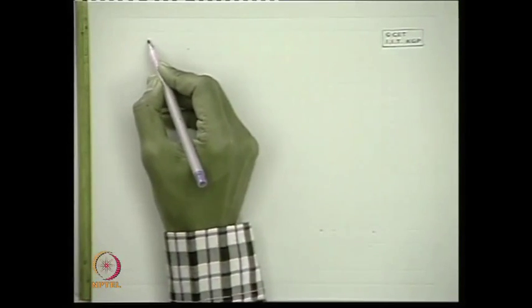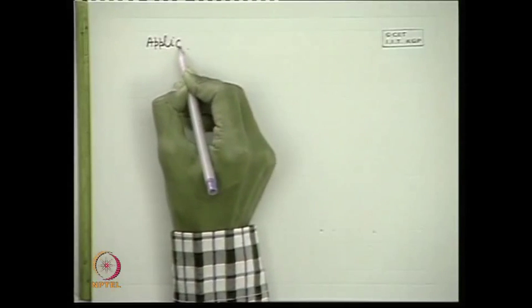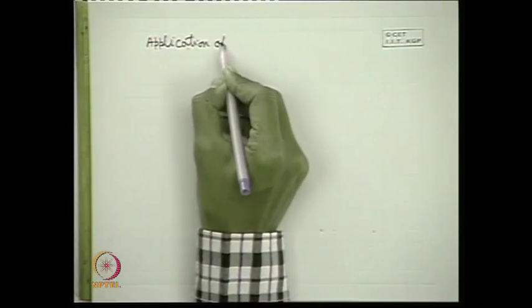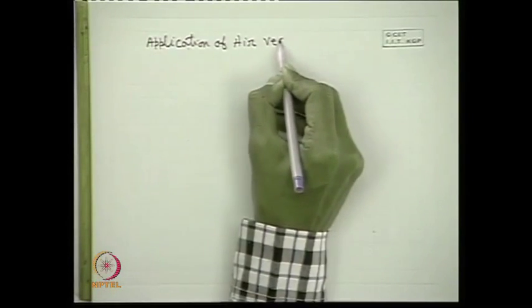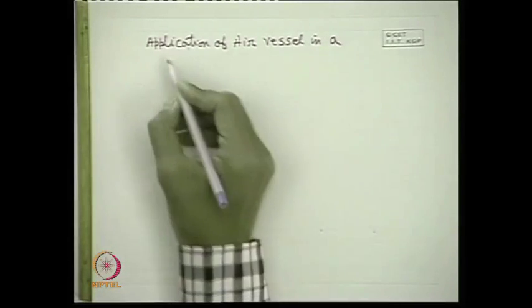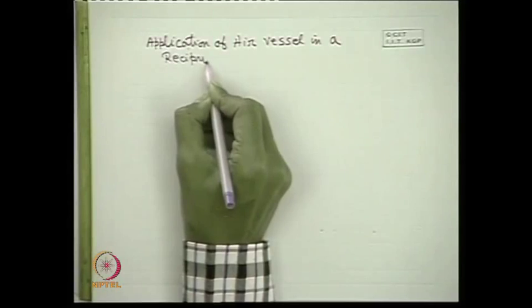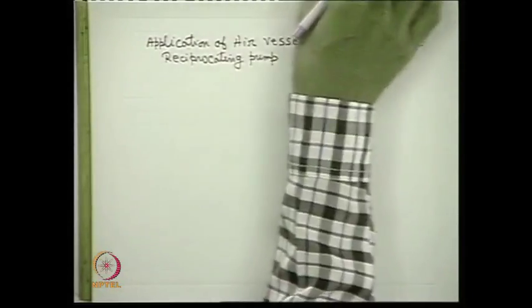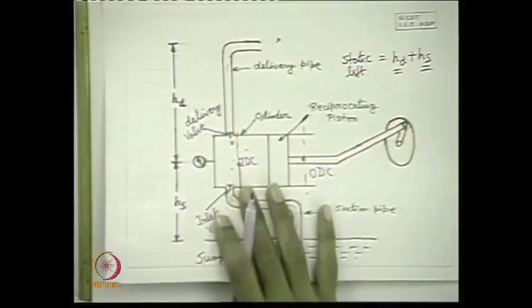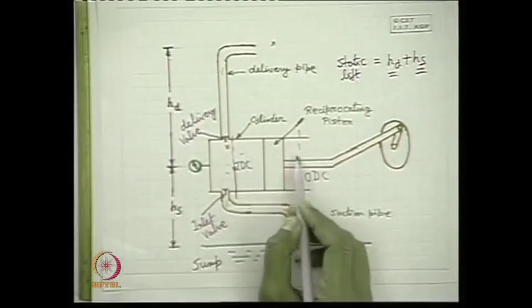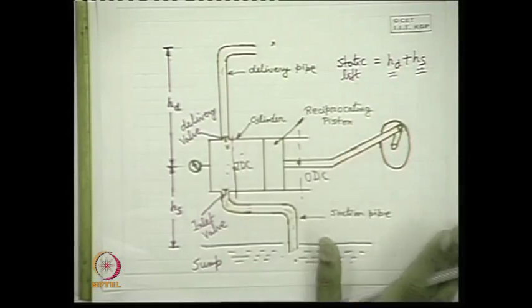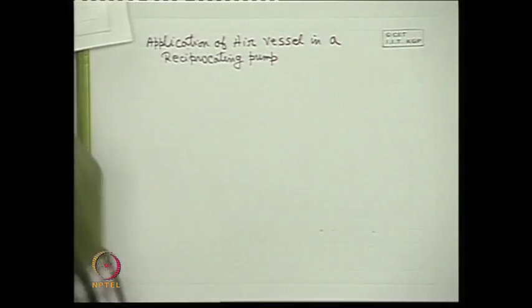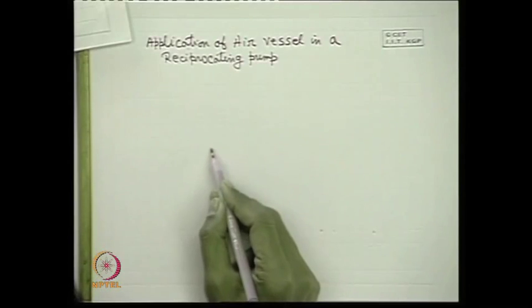Next is a very important phenomenon, the application of air vessel in a reciprocating pump. What is an air vessel? Now, we have seen that until and unless we use multi-cylinder pumps, for a single cylinder we have an intermittent discharge, and the discharge is non-uniform. So, to make the discharge uniform for a single cylinder, air vessels are used on the delivery and suction sides.